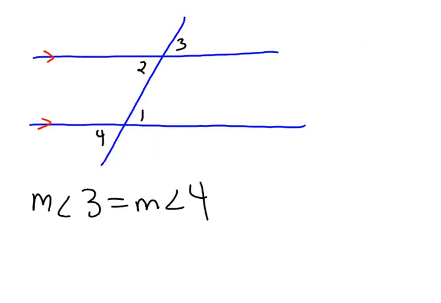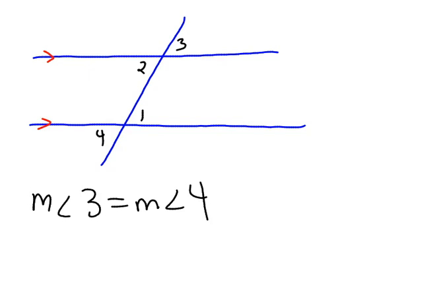At the bottom of your next page, you have a proof that looks like this. You're given that the two lines are parallel, and you're asked to prove that the measure of angle 3 is equal to the measure of angle 4. I want you to work on that with your group, and then we'll come back together and see what steps you all did.